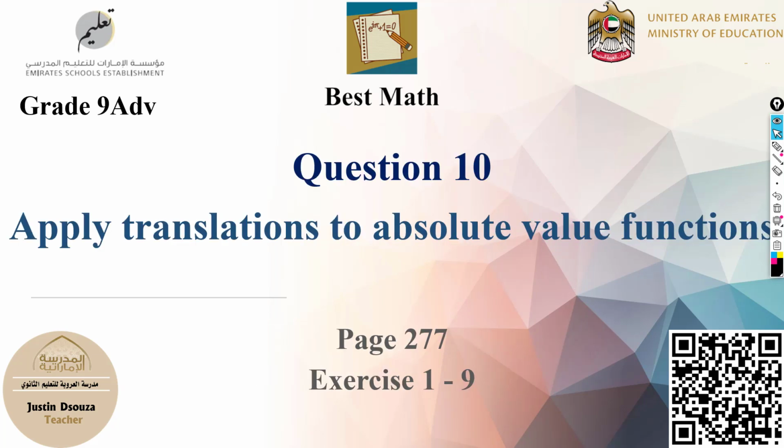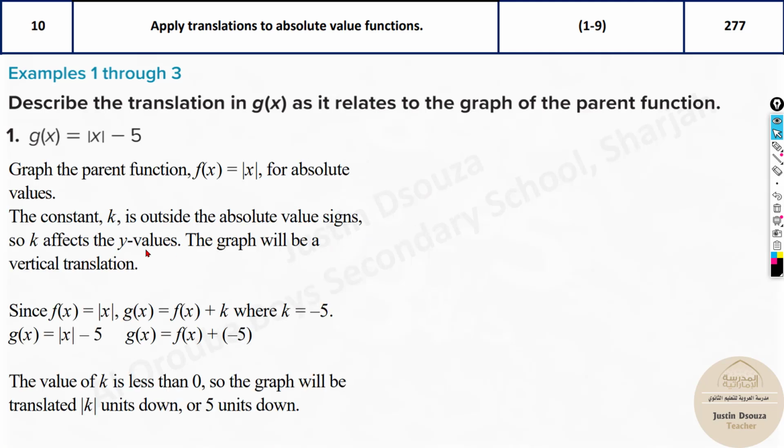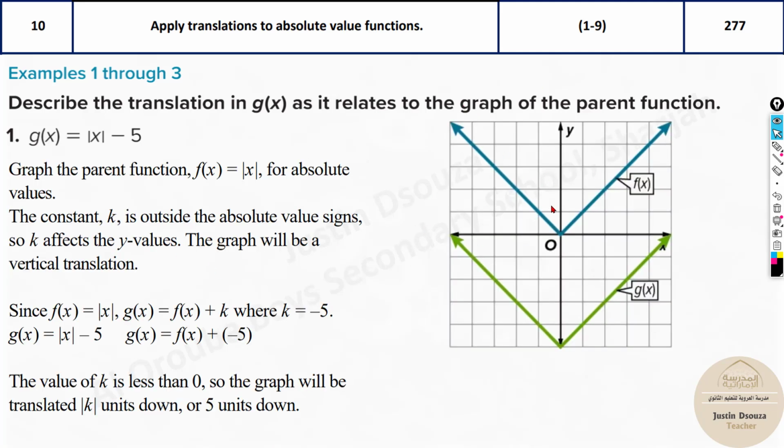Question number 10 is to apply translations to absolute value functions. Now we know absolute value functions, let's look at the answer. It looks something like this. Okay, this is the parent function of the absolute value function. How do we know its translation? Since this is question number 10, I'll tell you the direct shortcut method. All you need to know is two important things: where this number is, whether it's added or subtracted outside the absolute value function or inside it.